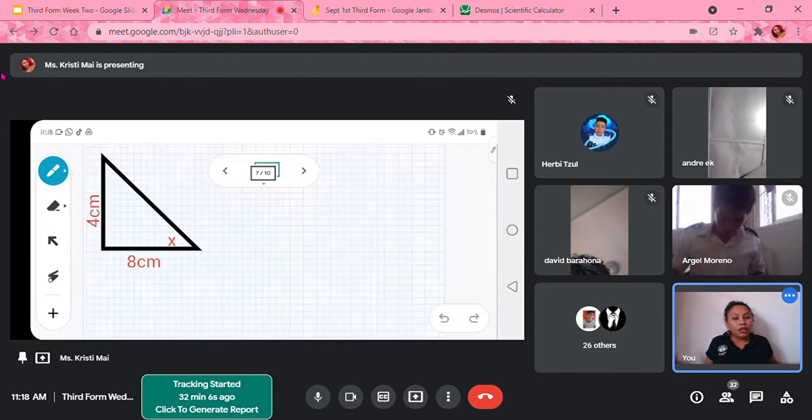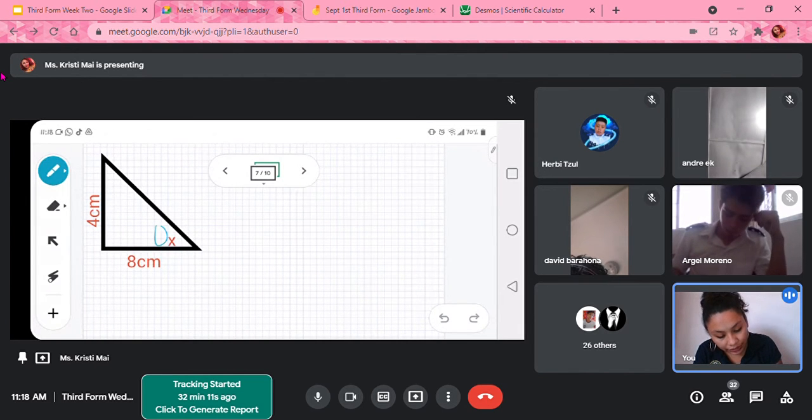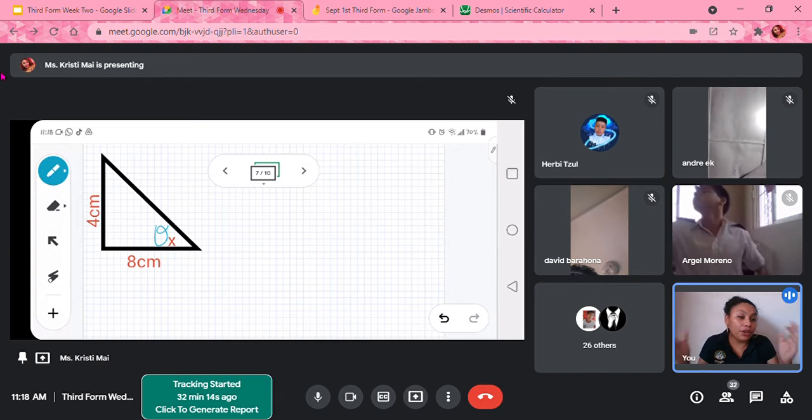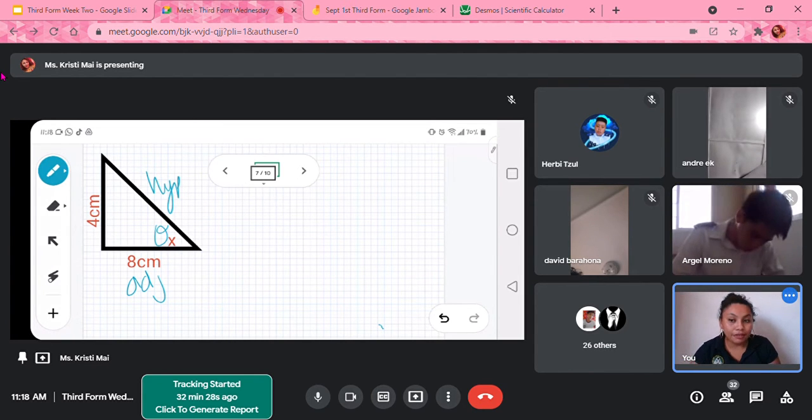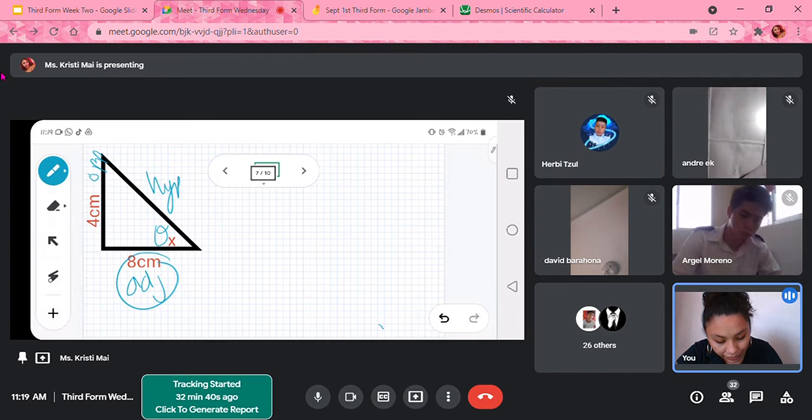Okay. So in this question now, we have theta over on this side. That is what I'm looking for. Alright? I'm going to label my triangle now. So this side is the hypotenuse. The side that is right beside theta is the adjacent, and the side that is across from theta is the opposite.